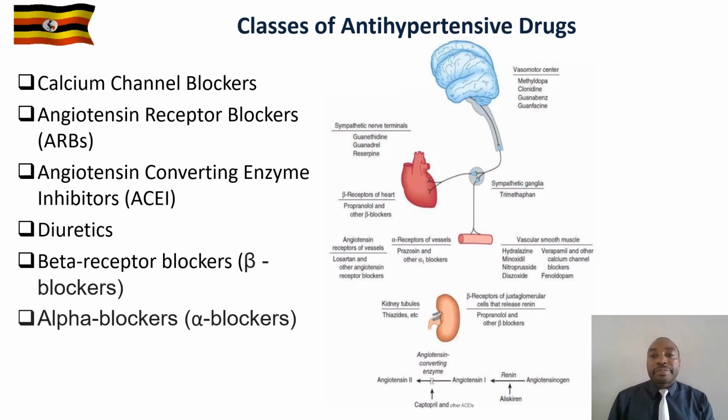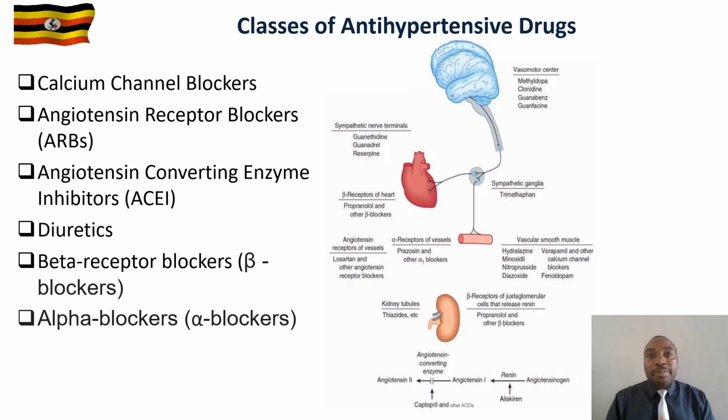Diuretics, we have different types. There are those called thiazide diuretics, like bendroflumethiazide, hydrochlorothiazide. Then you have the loop diuretics like furosemide. Those are usually referred to as high ceiling. Then the potassium sparing diuretics like spironolactone. These just make you urinate a lot so that you lose water and the blood pressure drops. That's how they bring down the high blood pressure.